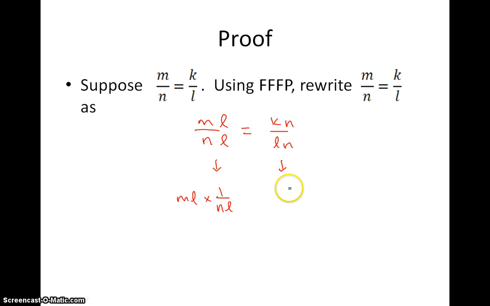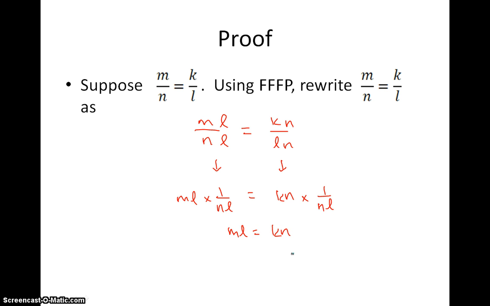So that's the definition of a fraction. And this is the same thing. So k over n times 1 over, and I'm going to switch it around, nl. I just switched these around. But if that's the case, these would cancel out, and what you're left with is m over l equals k over n.